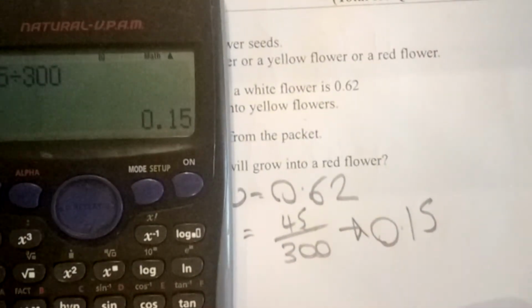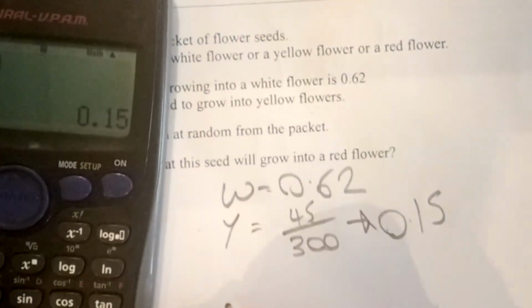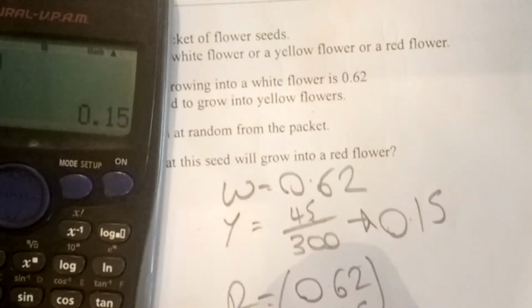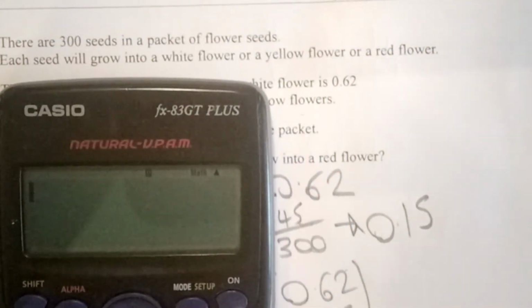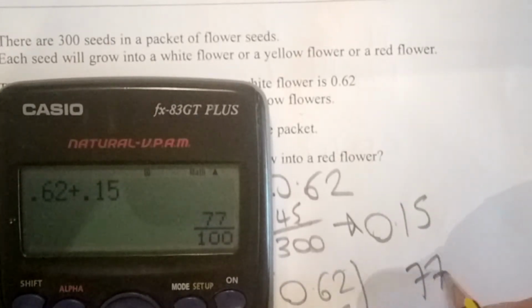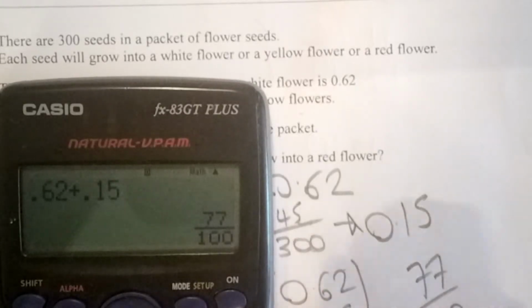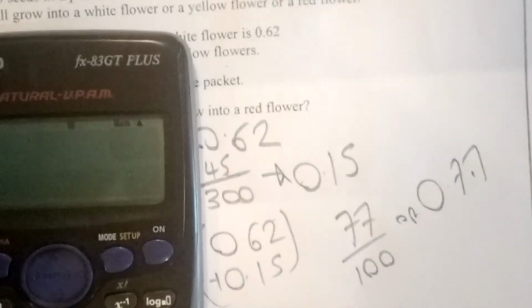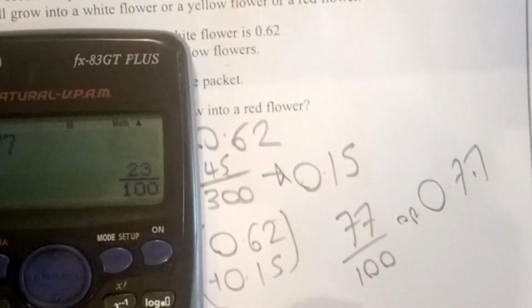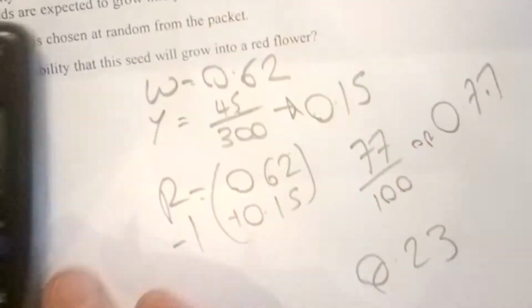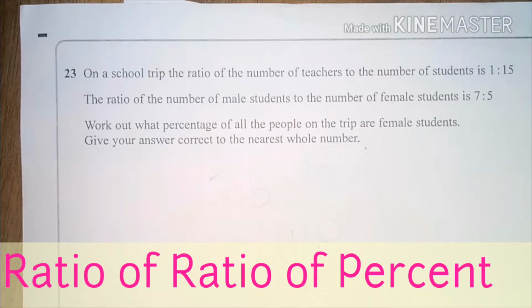Now we know that if we add them all together and we subtract from 1, that's all my events. So my red one must be 1 minus 0.62 plus 0.15. So I'll set it out in this really silly way. 0.62 plus 0.15. So altogether that's 77 over 100, or 0.77. And obviously I've got to do 1 minus 0.77. Which means my answer is 0.23 chances of it going into red. It's quite a confusing question.